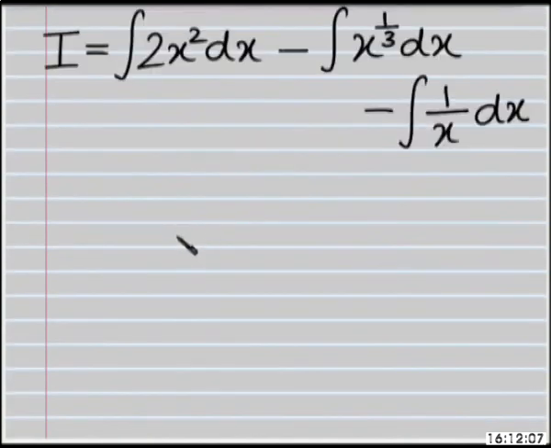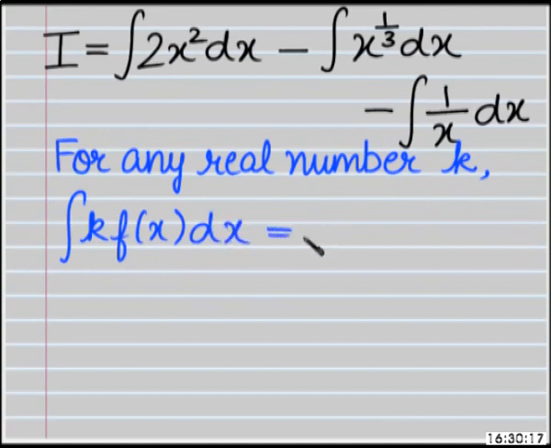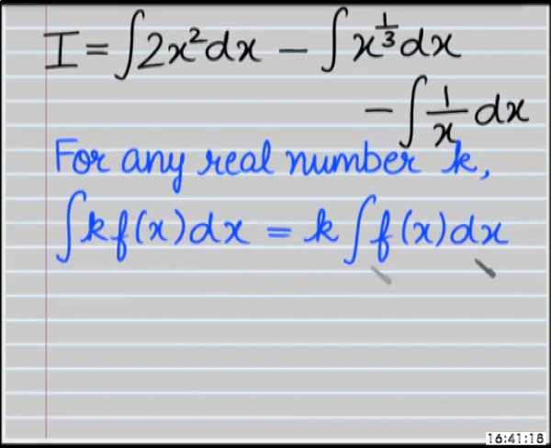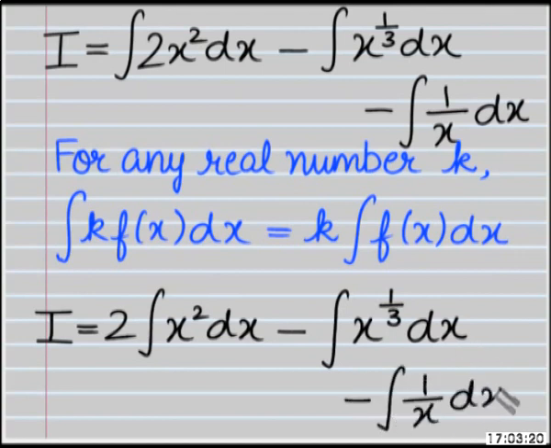Now, by integration of constant multiple property of integrals, as we know that for any real number k, integral of k into f of x with respect to x is equal to k into integral of f of x with respect to x. So, using this result, here we get I is equal to 2 into integral of x square with respect to x minus integral of x raised to the power 1 upon 3 with respect to x minus integral of 1 upon x with respect to x.